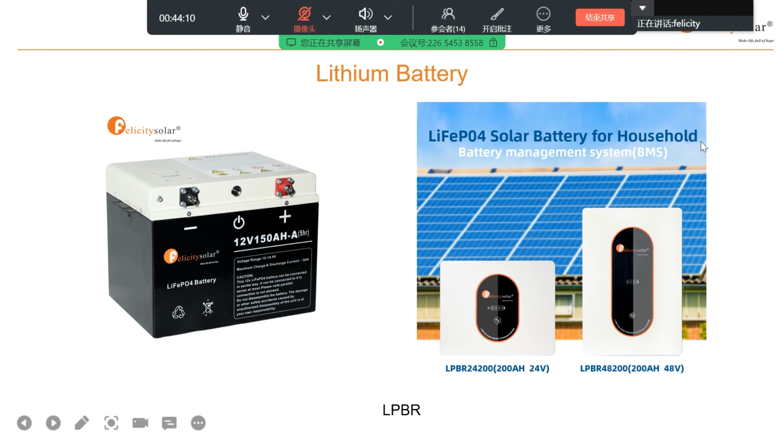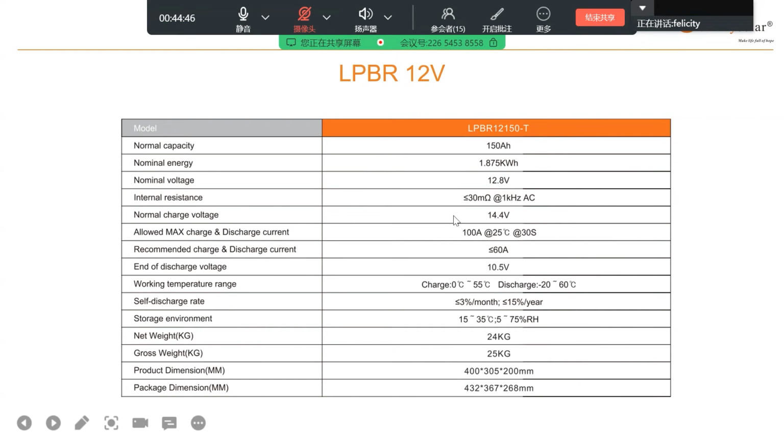First is the Felicity Solar Lithium Battery introduction. We have three types of models of the lithium battery. First one is the LPPR series. LPPR, as you can see, comes in 12 volts, 24 volts, and 48 volts. From 12 to 48, LPPR all have this voltage, and these are the parameters of the LPPR 12 volts.